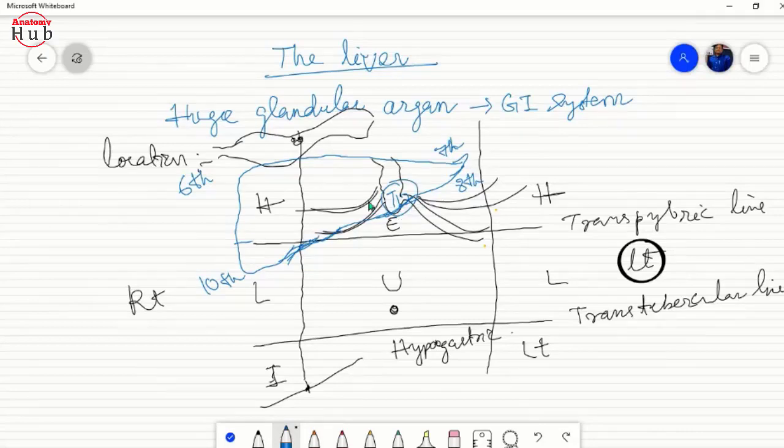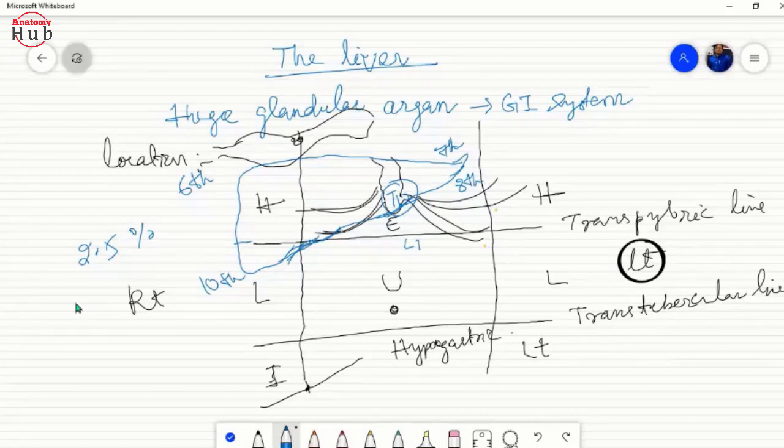The transpyloric line is going through the L1 vertebra, so here is the T12 vertebra. So this is the extension of the liver that we have to see, right? Now, as you know, it is the largest gland of the body, about 2.5% of the body weight.